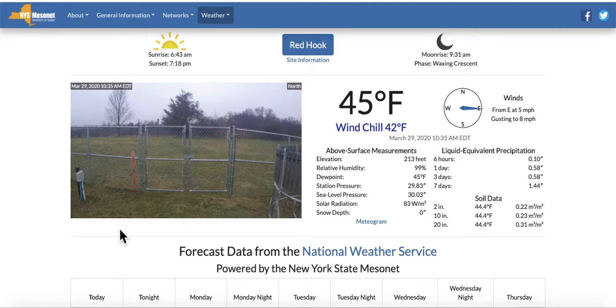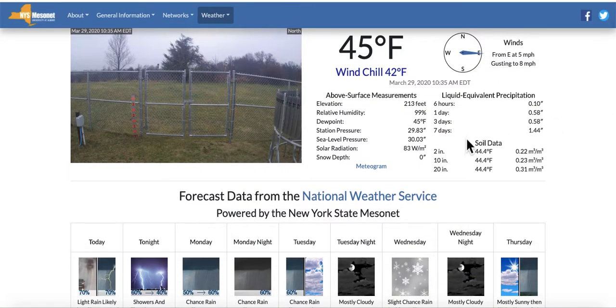So you can get a sense of what the weather actually looks like. Right now we're at 99% relative humidity, dew point 45 degrees, and look at that, our temperature is also 45 degrees. So our dew point and our temperature are exactly the same, which means we have 100% relative humidity, and it is raining.